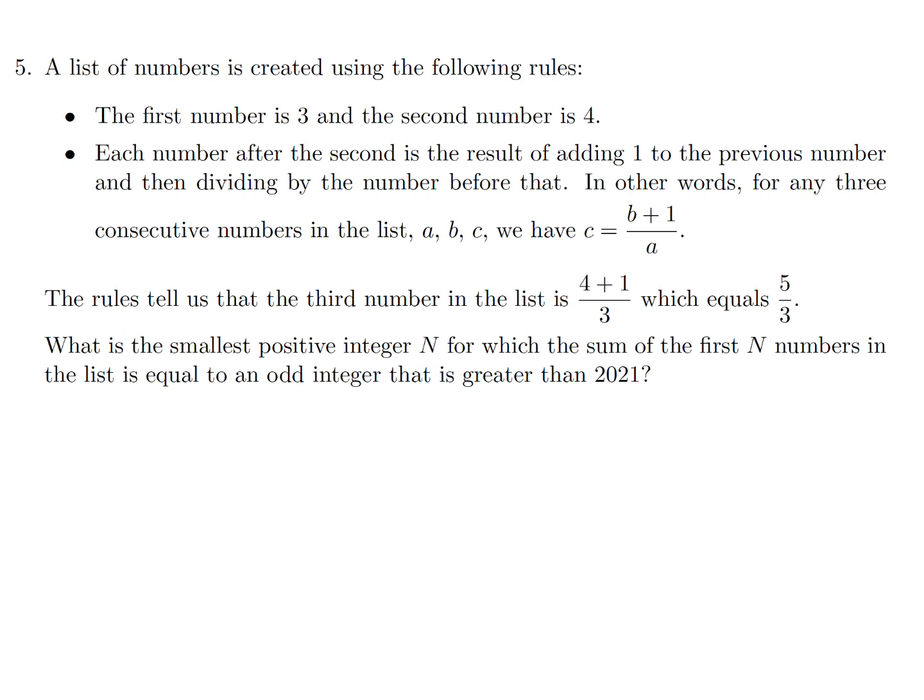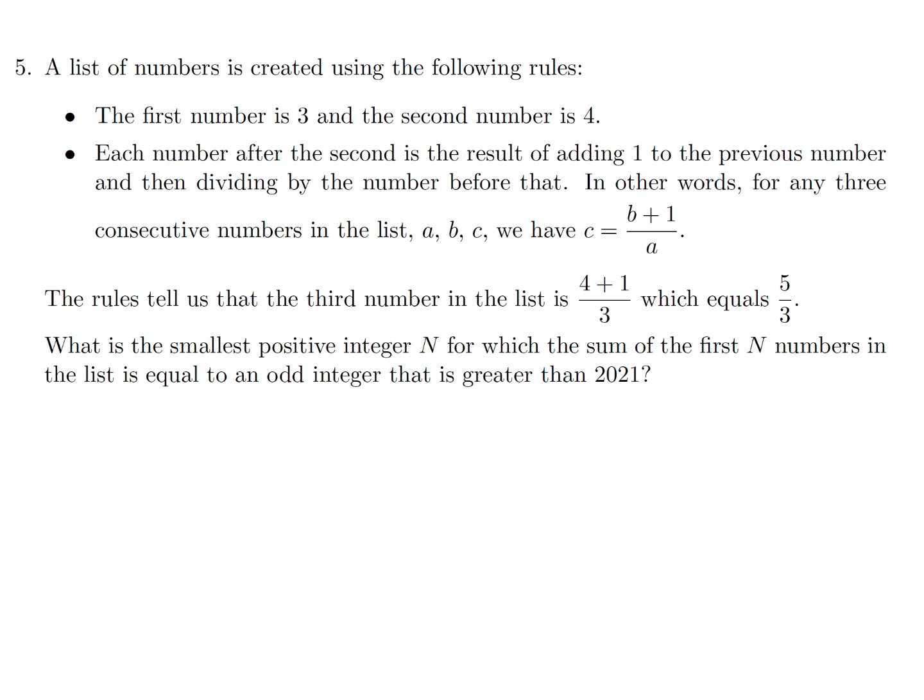A list of numbers is created using the following rules. The first number is 3, second number is 4. Each number after the second is the result of adding 1 to the previous number and then dividing by the number before that. In other words, for any 3 consecutive numbers in the list A, B, C, C would be equal to B plus 1 over A. The rule tells us that the third number would be 4 plus 1 over 3, which is 5 over 3.